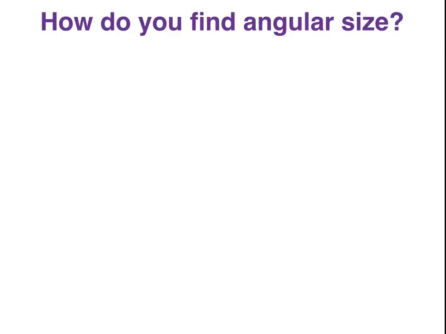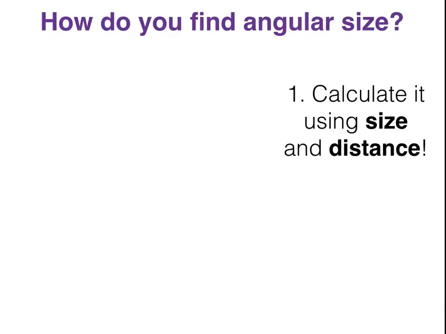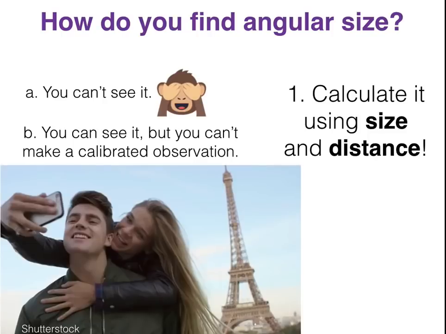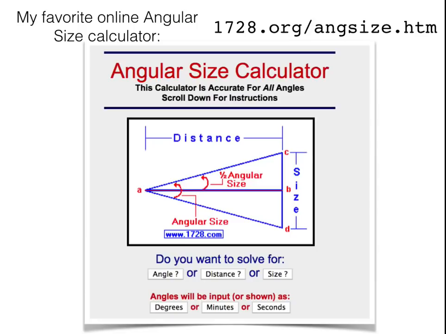So how do you find the angular size? I'm sure you would love to know. Well, one way is to calculate it using the size and the distance. Hey, wait a minute, isn't that what you said? But there's a couple provisos. Yes, you can calculate the angular size using size and distance, but only if you can't see it, or maybe you can see it, but it's a non-calibrated observation, like taking a selfie in front of the Eiffel Tower, right? So then you calculate it using size and distance.